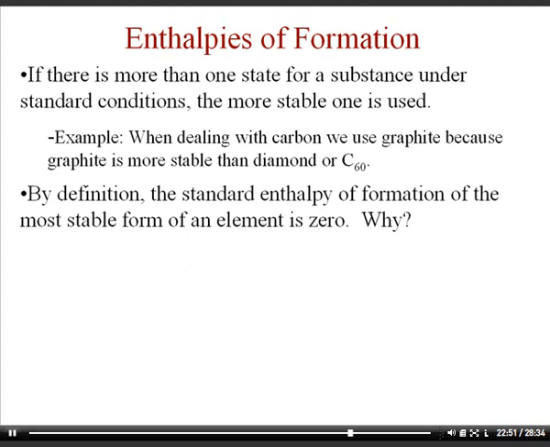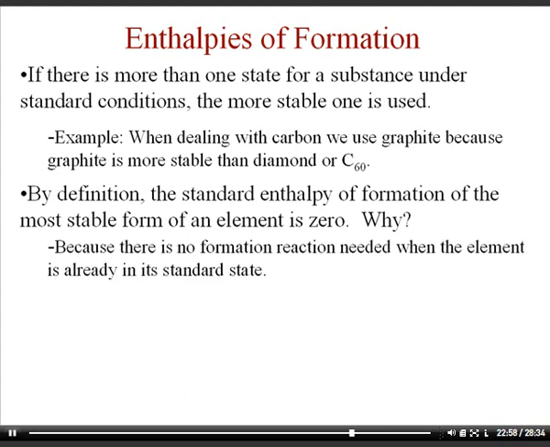Now by definition, the standard enthalpy of formation of the most stable form of the element is 0. Now why would that be true? Well, because there's no formation reaction needed when the element's already in its standard state. So you just dig up carbon, and it's naturally going to be carbon that's graphite. If you want to change it to diamond, you're going to have a delta H for the reaction going from graphite to diamond. But just graphite, since it's the more stable one, it just has a delta H of formation of 0.